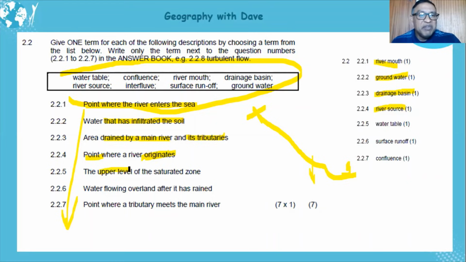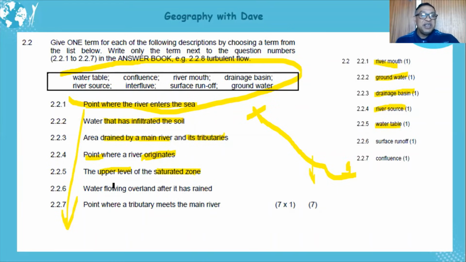The upper level of a saturated zone. Change the words a little. You understand? The upper level of the water table is sometimes described as where the water has been saturated. So all it does is add the saturated zone. Okay, so that's the water table, and this is perfectly fine for the saturated zone, and all this is found here.